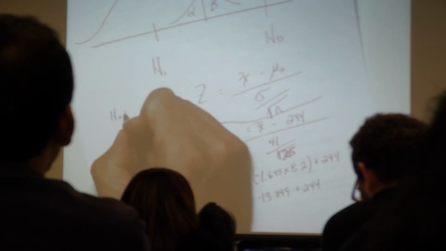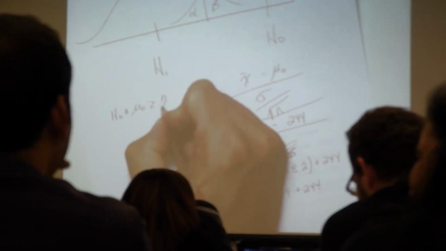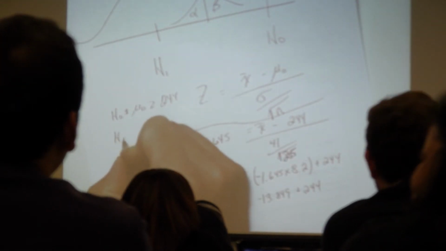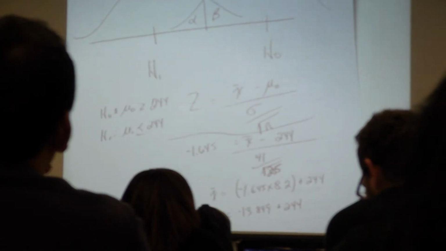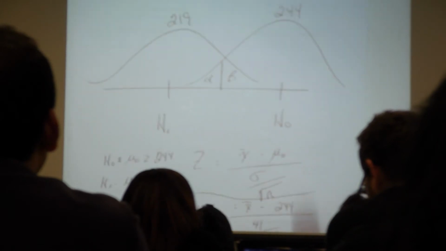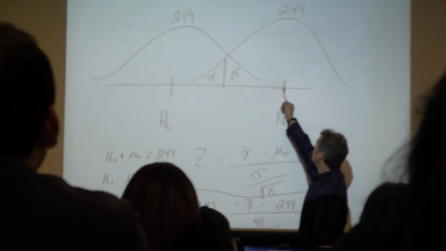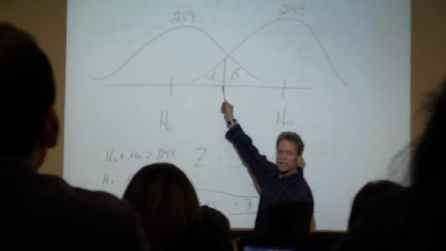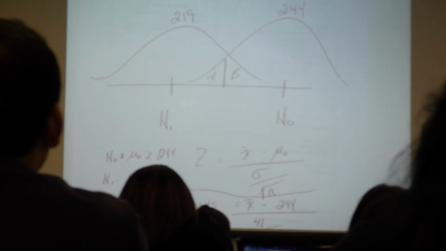Because the alternative was negative, we're only interested in the negative side. As you see as I drew it, this is on the negative side of the knee, so it's negative. If it had been two-tailed, it'd be negative 1.96.